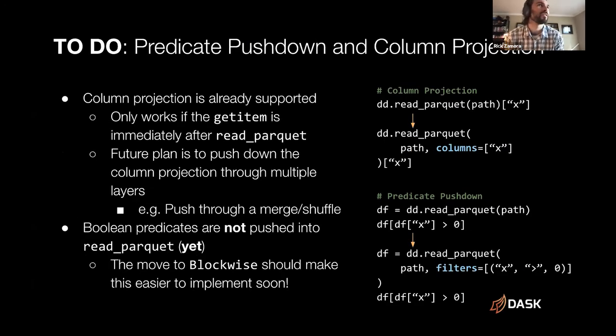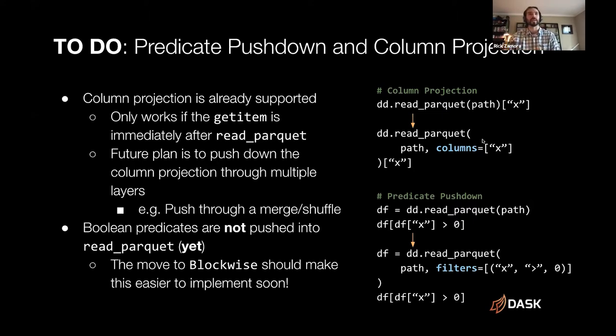The last thing I'm going to mention is something to do. Right now in read Parquet, if you do something like read Parquet and then immediately after select some columns, there's a high-level graph pass, and what we get is something called the get item optimization. This selection is actually pushed into the read Parquet call and it becomes a columns argument. This is great, but the problem is it only works if the get item operation comes immediately after read Parquet. The work that I'm hoping to do in the near future is to allow this to happen even when the get item operation happens after some number of operations after the read Parquet has occurred.